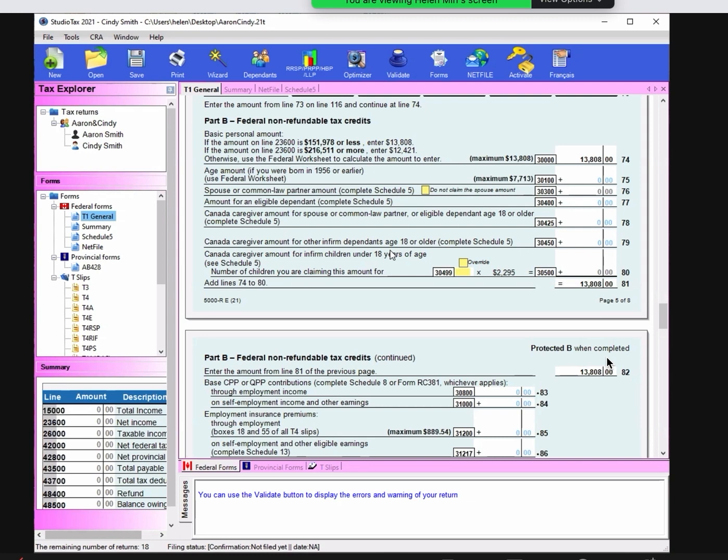If CRA confirms with the document you submitted that yes, it's infirm, then you can claim it. Infirm is a lower level than disabled. Disabled is long term. Infirm is probably not like disabled. For disabled, they need the doctor to sign the special form.